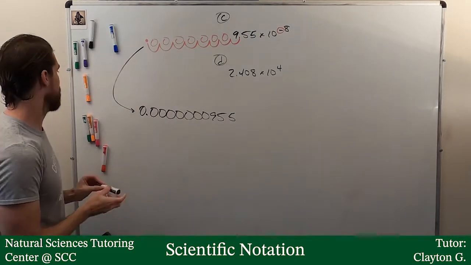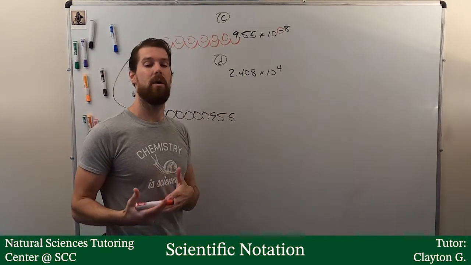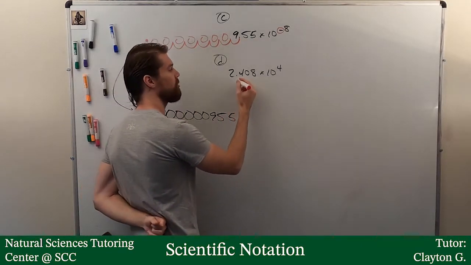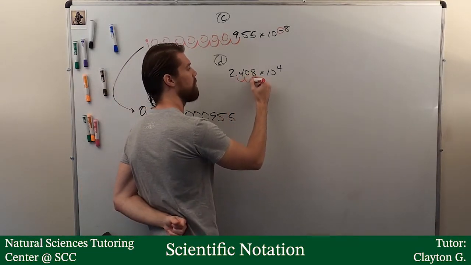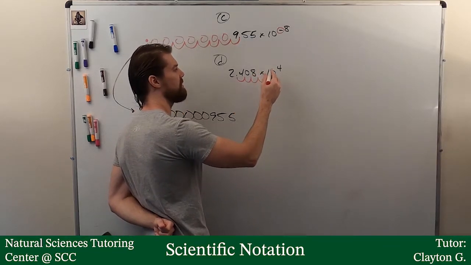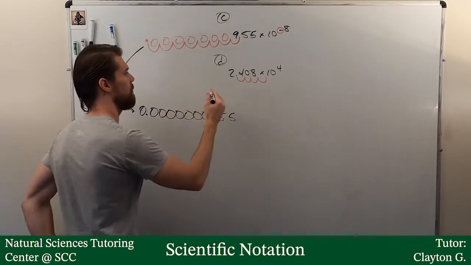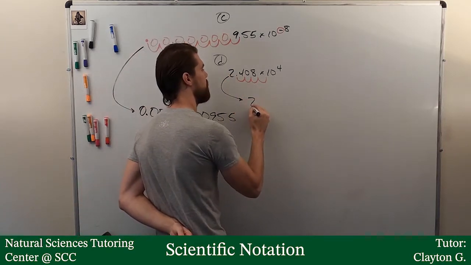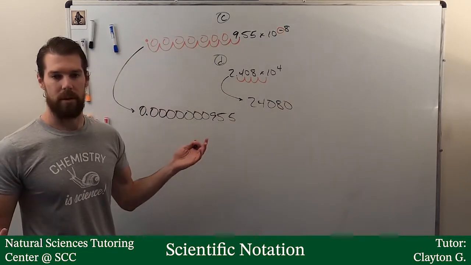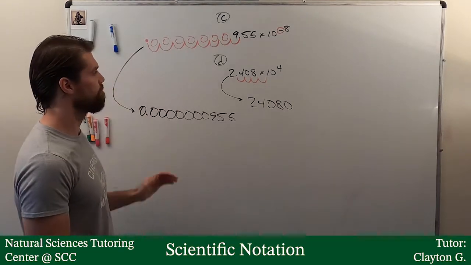Let's do this with the next one. This is a positive 4. I know this number is going to be large. So I'm going to move my decimal in a direction that makes it large. 1, 2, 3, 4. In this case, I only need to add one more 0 to it. So here, we're going to get 24080. There we go. I think that'll do it for scientific notation. Let's move on.